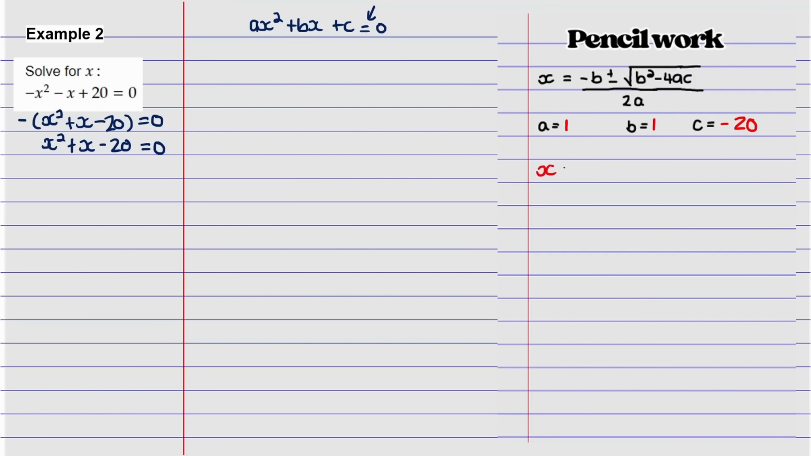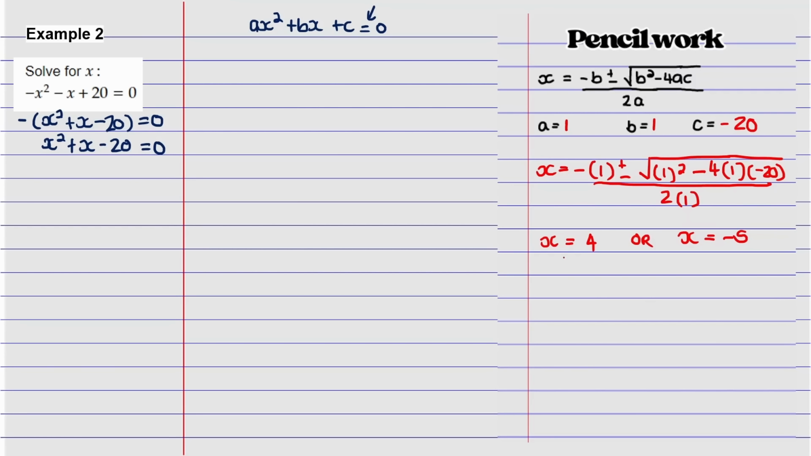You're going to have x equals negative, then this is going to be 1, plus or minus the square root of 1 squared minus 4 times 1 times negative 20, and this whole thing is going to be divided by 2a, which is 1. So x is going to be equal to 4, or x is going to be equal to negative 5.